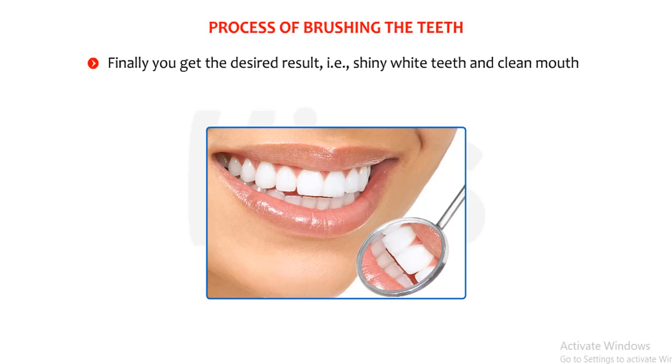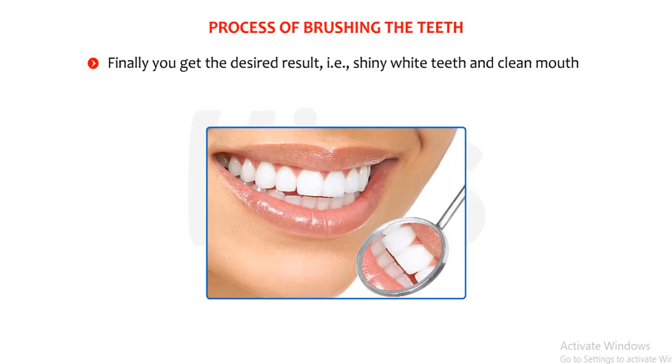So what is our desire? That is the desired result. That is shiny white teeth and a clean mouth. See here. So to get the shiny white teeth and clean mouth, this is the result, the output.